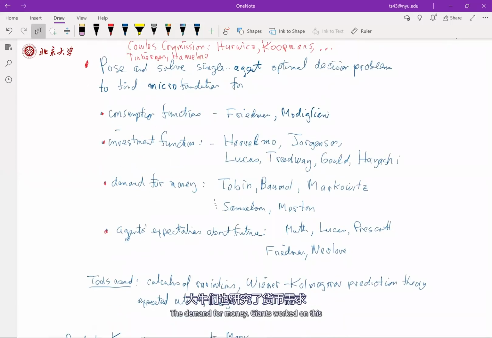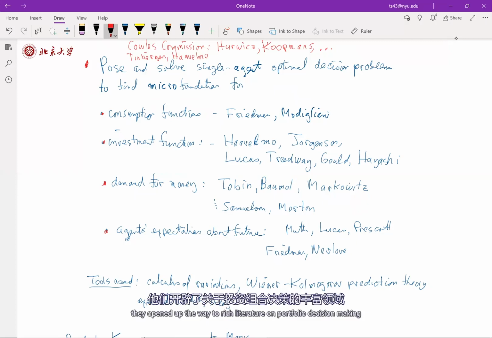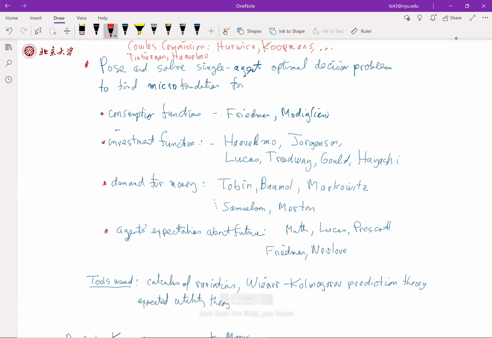The demand for money, giants worked on this. Where does Keynes's demand for money come from? It's a hard problem, and he said some very wise things about it, but he did not have the tools. So people who did have the tools, mainly expected utility theory and a little dynamic optimization, Tobin, Baumol, Markowitz, Samuelson, Robert Merton, they posed portfolio balance problems, and by attacking that problem, they opened up the way to a rich literature on portfolio decision making that goes on to this day.